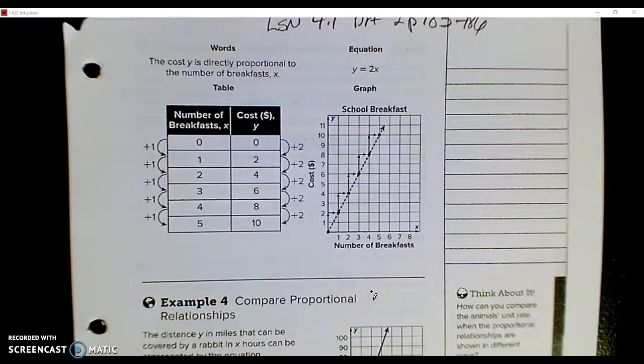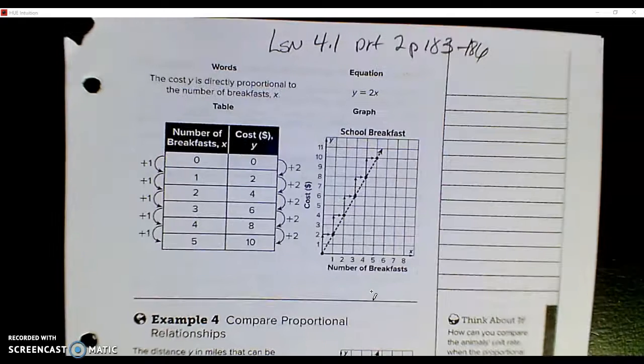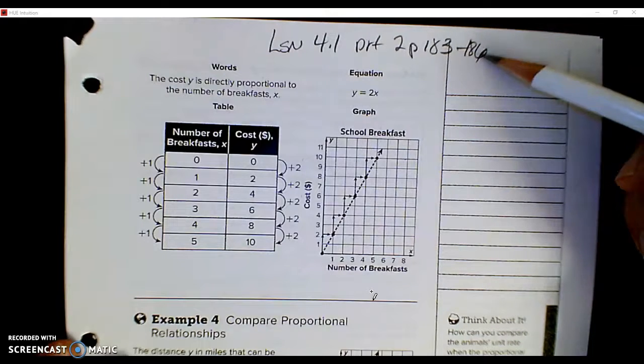Alrighty then, here we go. We are now going to do part 2 of lesson 4.1, page 183 to 186.